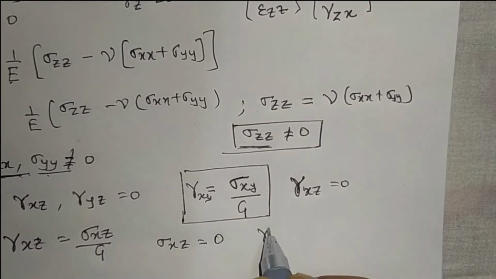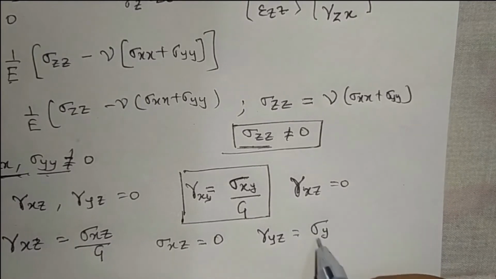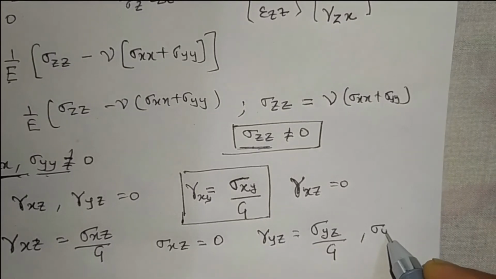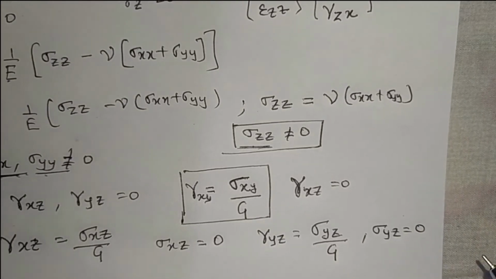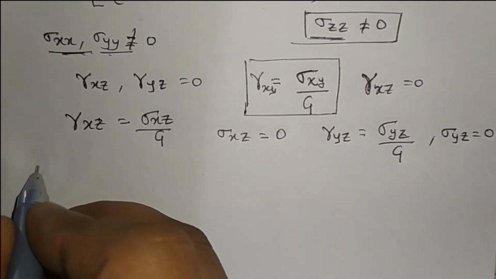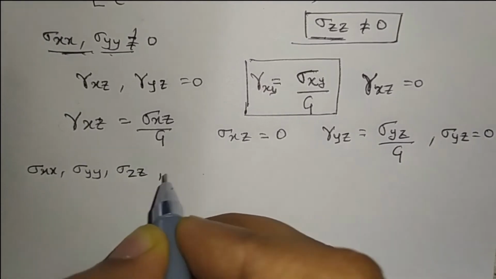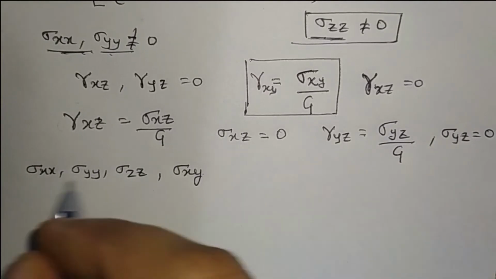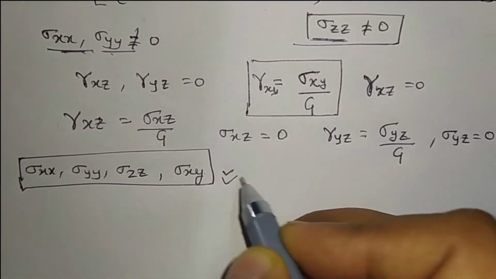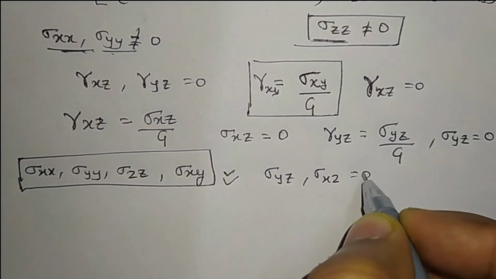Similarly, the shear strain in the yz plane equals the shear stress in the yz plane divided by G. If it is 0, then sigma yz will also be 0. So the stress terms which are non-zero are sigma xx, sigma yy, sigma zz, and sigma xy. These are the correct answer. Sigma yz and sigma xz will be 0.